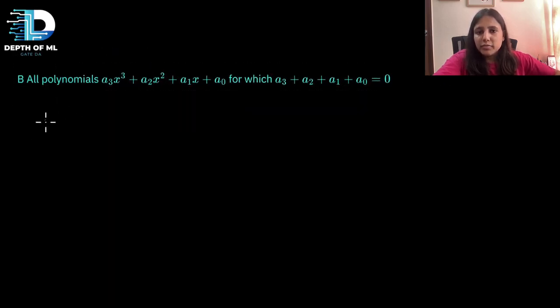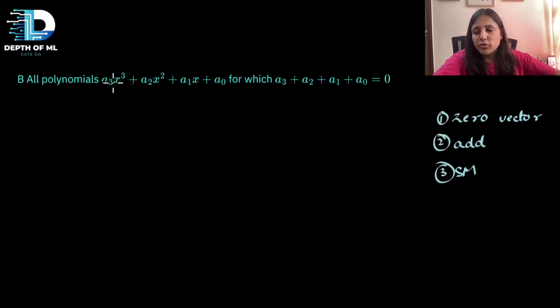So we have the vector of the form. Let me take these three things. I have to check for the zero vector, I have to check for closed under addition, and I have to check whether this is closed under scalar multiplication or not. So let me check for the zero vector first.